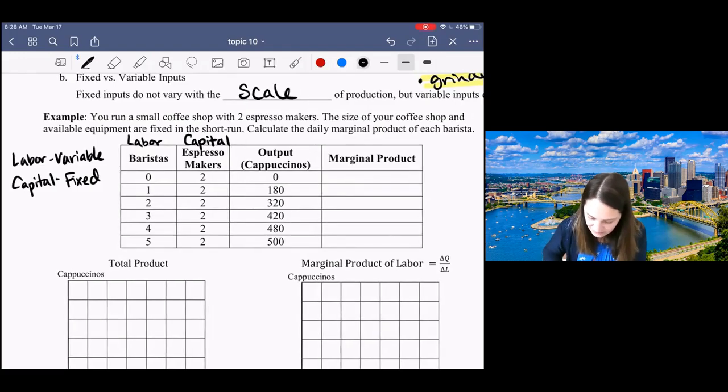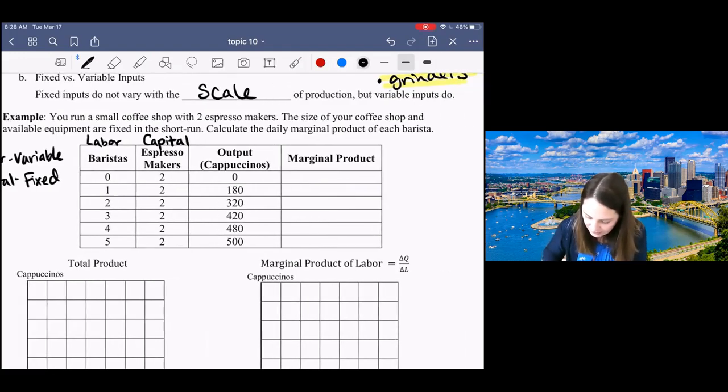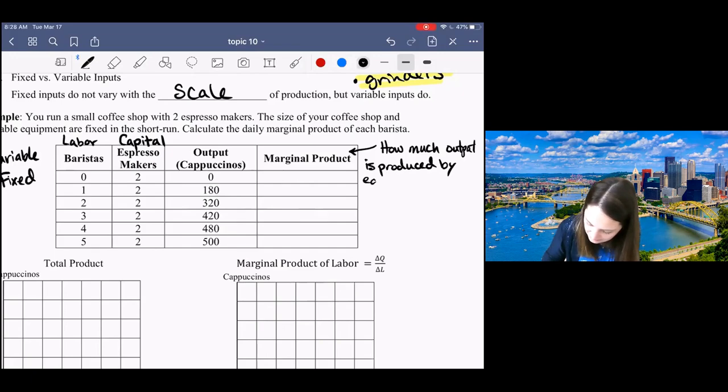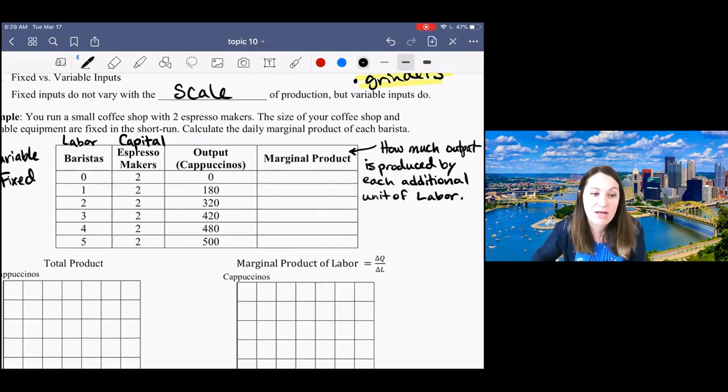So we've got our production function, we've got labor and capital and some output. Now what we'd like to do is think a little bit more carefully about the marginal product of labor. Marginal product describes how much output is produced by each additional unit of an input. So as I hire more workers, how many more cappuccinos does each worker produce?